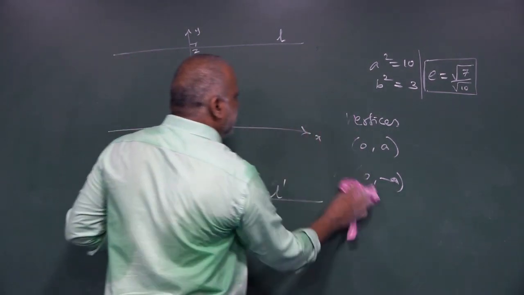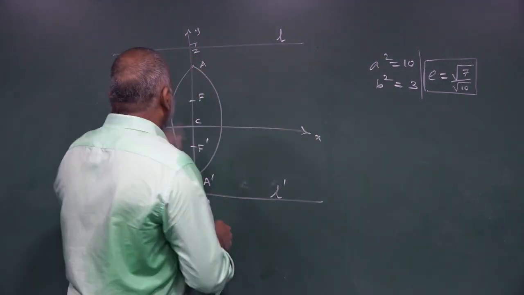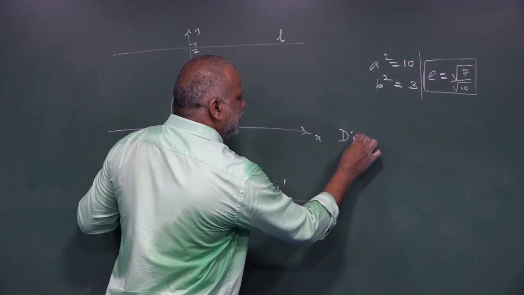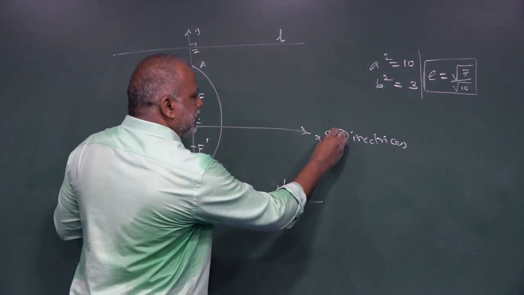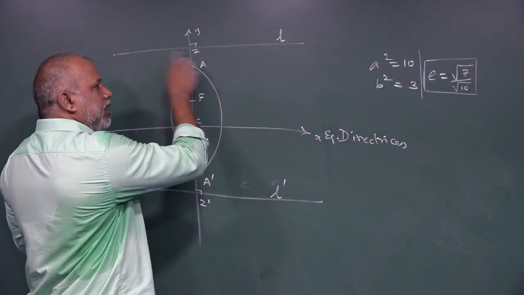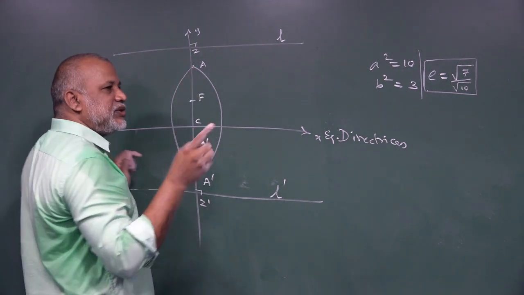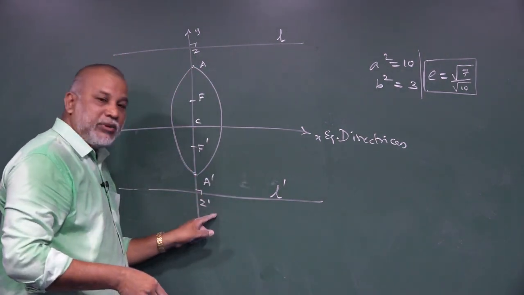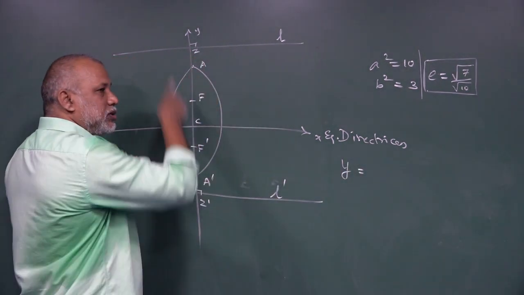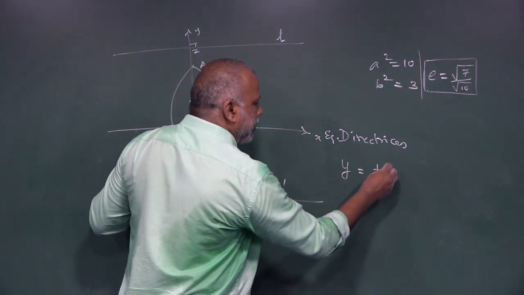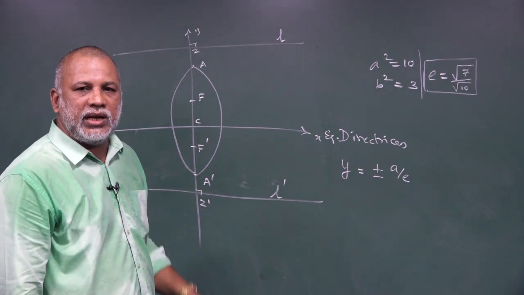Then what is the fourth value here? See, this is the fourth value we need. Directrices. We need the equation of directrices. See here, it passes through the point Z and the point Z dash. What is the value of Z? 0, A by E. Here 0, minus A by E. Therefore, see the value, it belongs to Y. So Y equal to plus or minus A by E.